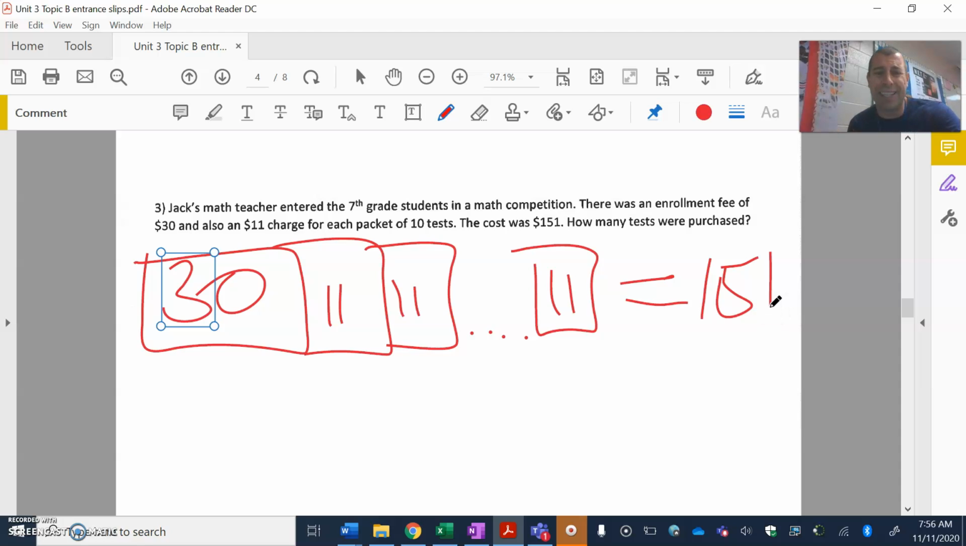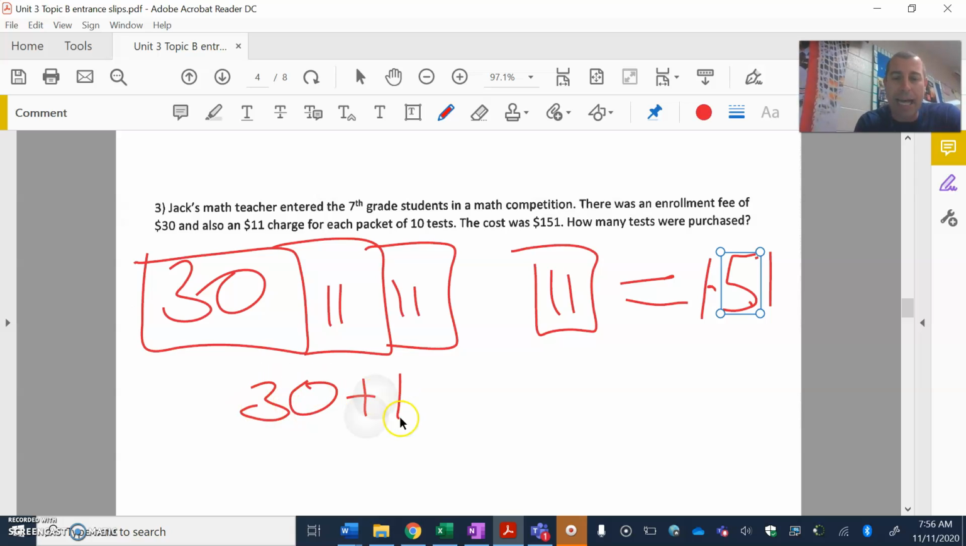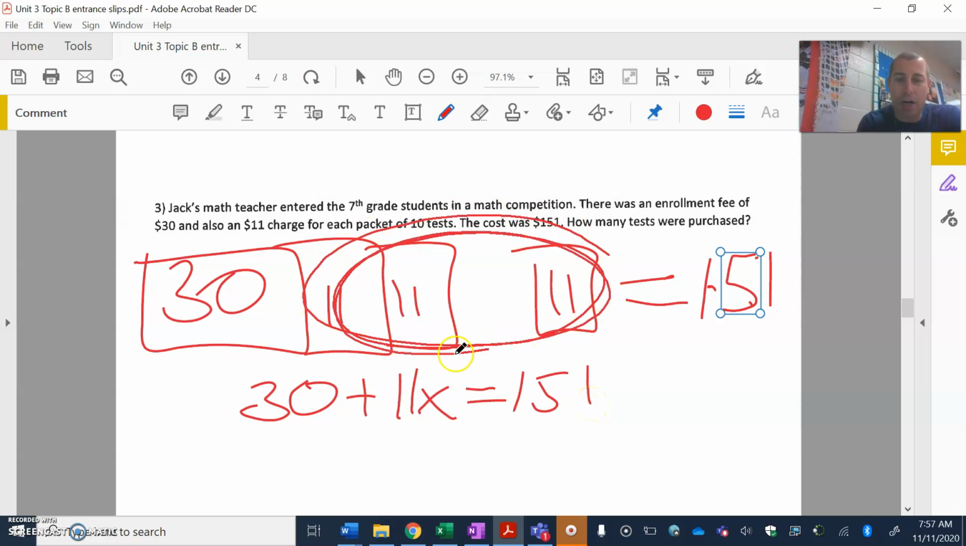If you're like, no, thank you, I've been seeing this enough, you don't need to see another visual. I'm comfortable. Okay, that's fine. Then what you should have had was 30 plus 11x equals 101. The idea here is we don't know how many of them there are, but we know we'd multiply them times 11. If there were 5 of them, we would do 11 times 5. If there were 2 of them, 11 times 2. If there were 700 of them, 11 times 700.